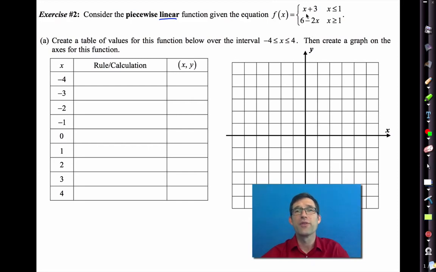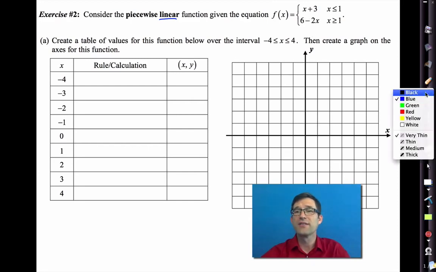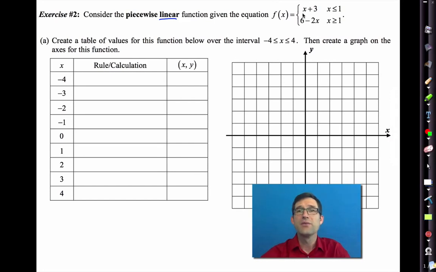Remember the way that we interpret this, and I'll go with different colors here. Let's start off with red, is that I'm going to use the formula x plus 3 anytime x is less than or equal to 1. So, wow, that's like all of these, right? And then I'm going to use the rule 6 minus 2x anytime x is greater than or equal to 1. That's weird that I included 1 in both of them. Maybe that's a typo. Or maybe it's not. Anyway, we'll put a little star here, and we'll come back to that.